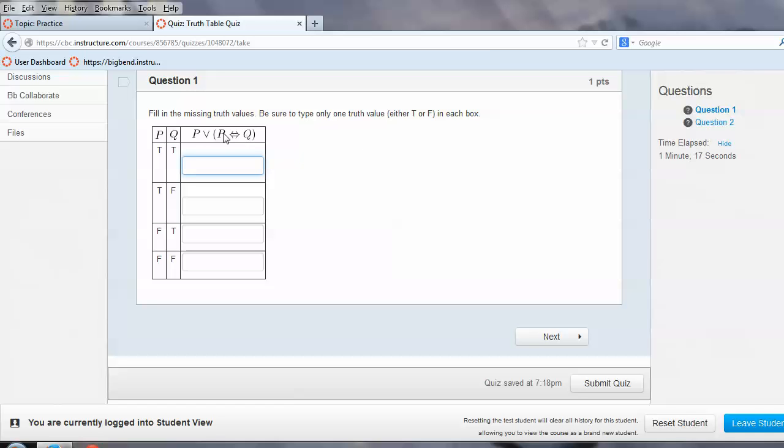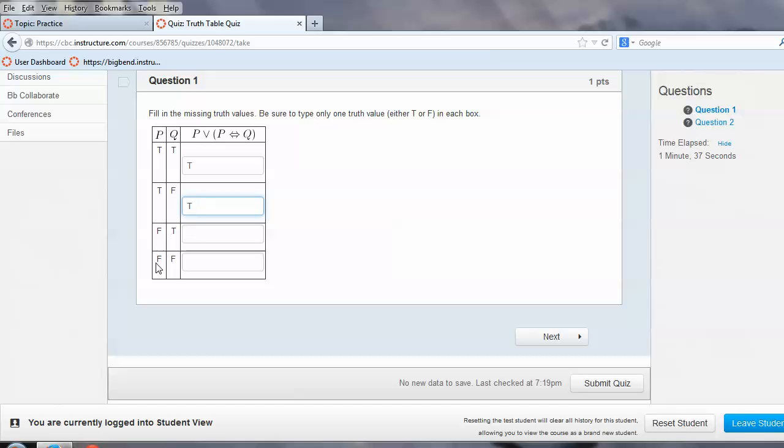One of those has to be true. As long as that's the case, the whole thing's going to be true. So the first row is easy because P is true, right? So that means at least one of them must be true, so the whole thing's going to be true. So I get a true on the first row. P is true again on the second row, so for the same reason I get true here.